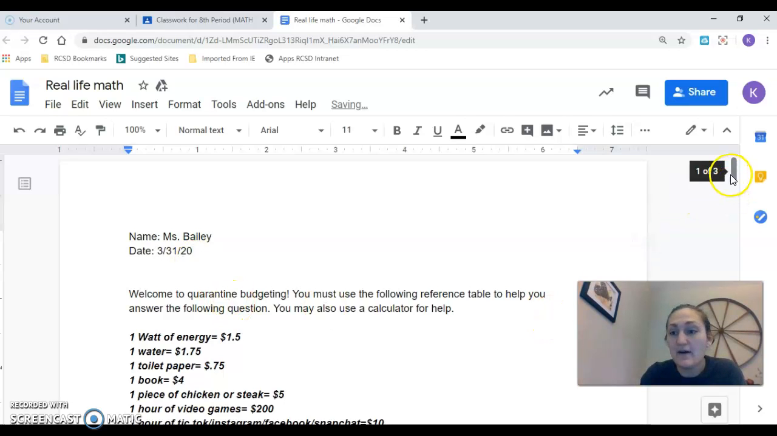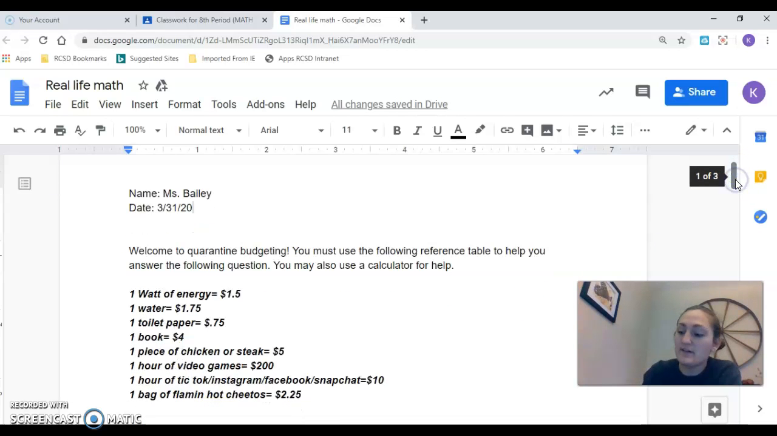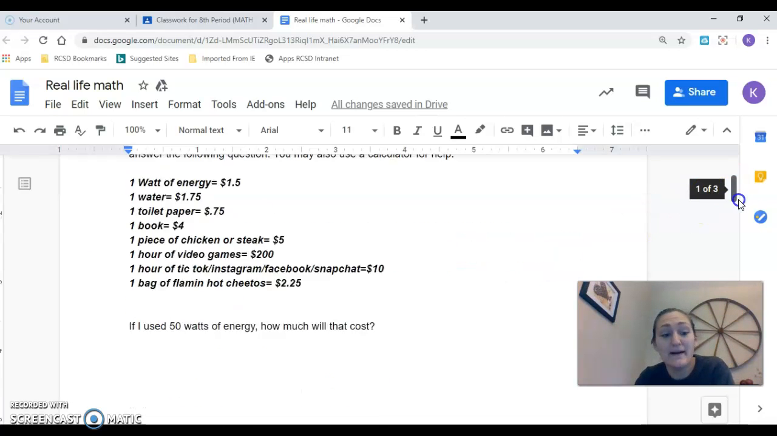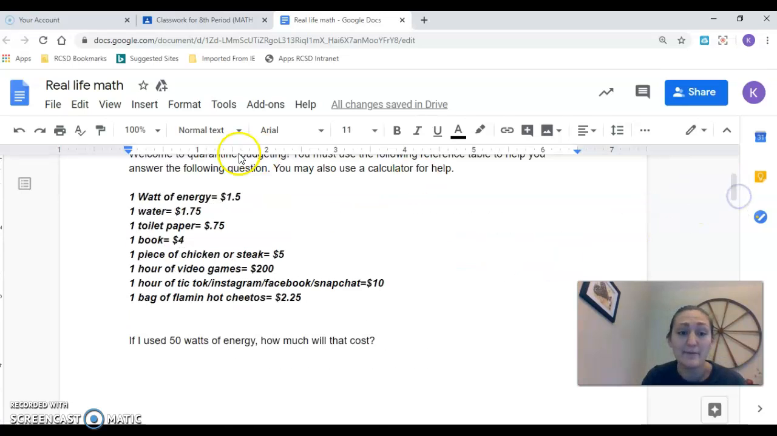Okay, so now here we go. Sorry about that. So, welcome to quarantine budgeting. You must use the following reference table to help you answer the following questions. You may also use a calculator for help. Okay, so I am definitely going to use my calculator to help me out.